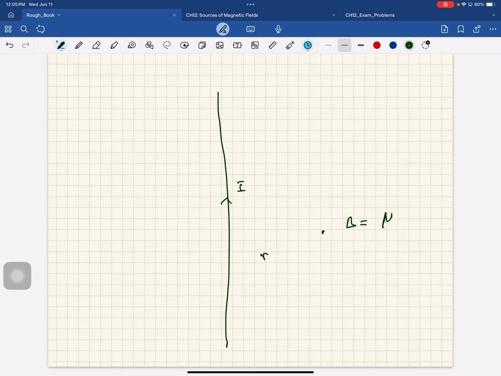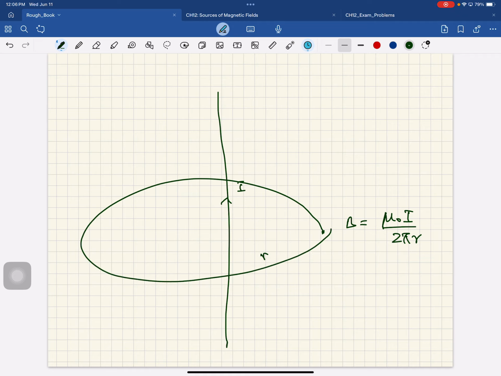Mu naught I over 2 pi r. And how do you figure out the direction of the current? You use your right hand rule. Stick your thumb in the direction of the current, and your fingers point in the direction of the magnetic field. So if you're here, the magnetic field is there.